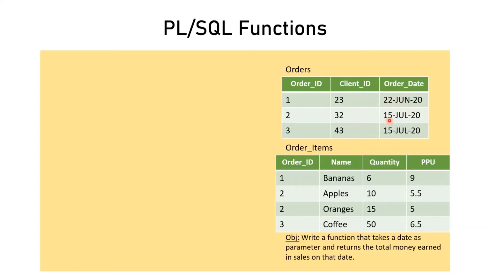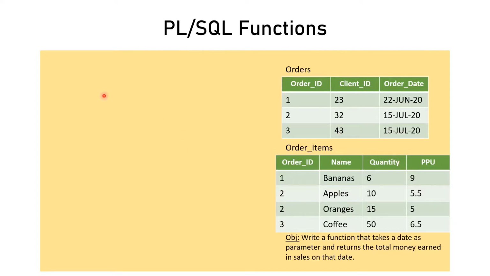So if we look at our tables, we can see that order ID 1 has been accomplished on 22nd June. And from the order items table, we can see that the order with order ID 1 has only bananas, and 6 units of bananas have been sold, and the price per unit of bananas is 9. So our value here should be 6 times 9, which is 54. So you get the general idea of how this function should work.